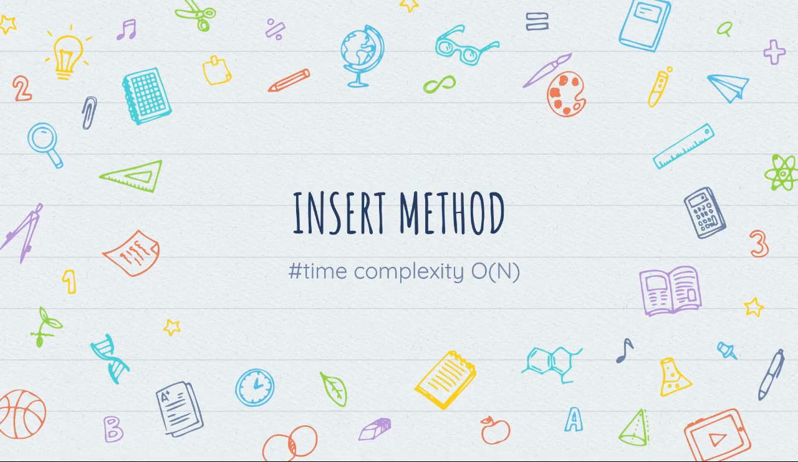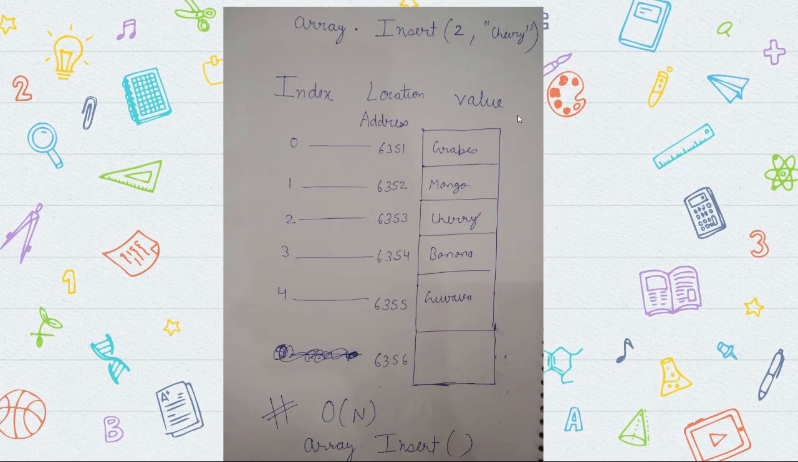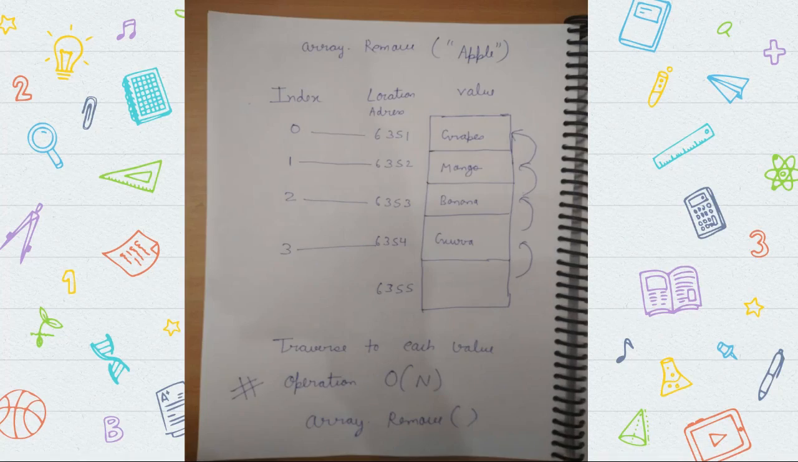Now we are coming to the insert method. Again you will see that the insert method also has a time complexity of O of n, because we will have to traverse all of the elements. So you can see that I have added cherry at index 2. So what will happen? Cherry will be added at index 2, and the banana that was initially at the 6353 location, that I will show you. Banana was at the 6353 location. So what will it do?